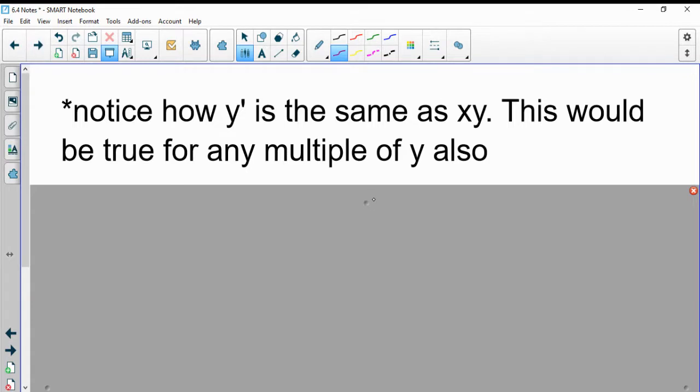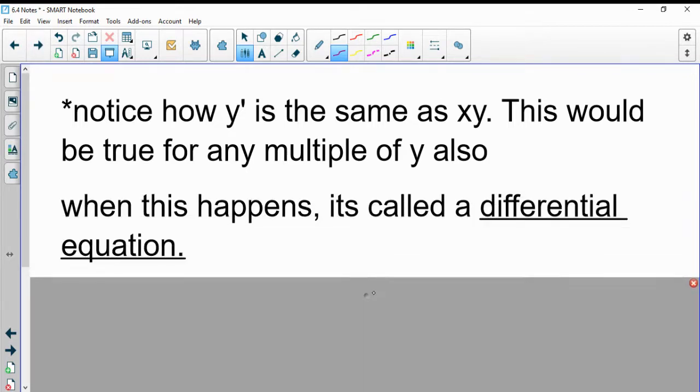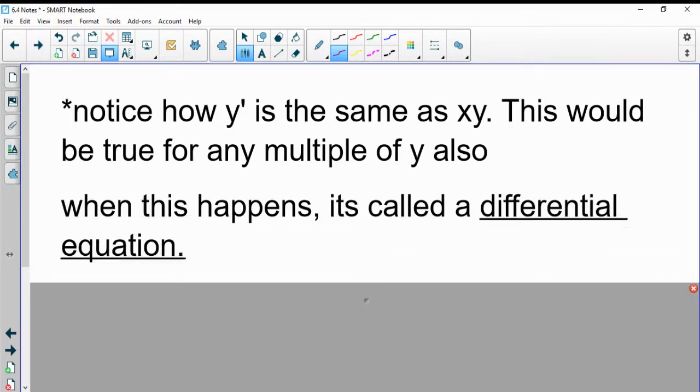So this is actually called something fancy. It's called a differential equation. So when you do a derivative and you get in the derivative your original function just multiplied by some x, that's called a differential equation. And that is a whole class in college. There's a whole math class called differential equations. If you're going to be a math major, you'll probably have to take it.